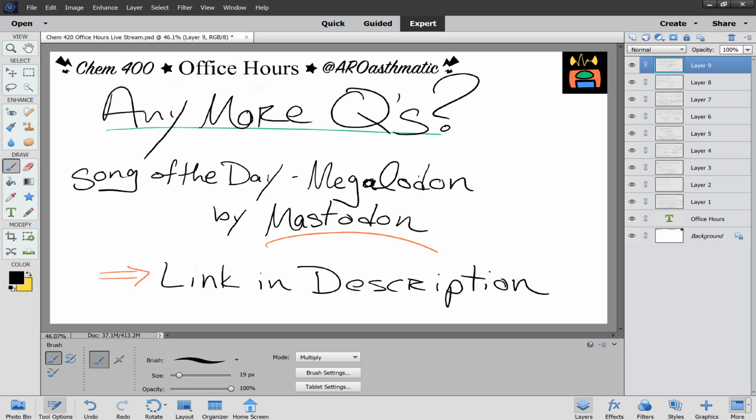Any other questions out there? Let's see. How are formaldehyde, acetaldehyde, and propionaldehyde different? Well, the answer has to do with the carbon chain. I think this one's actually easier to answer in the comments.